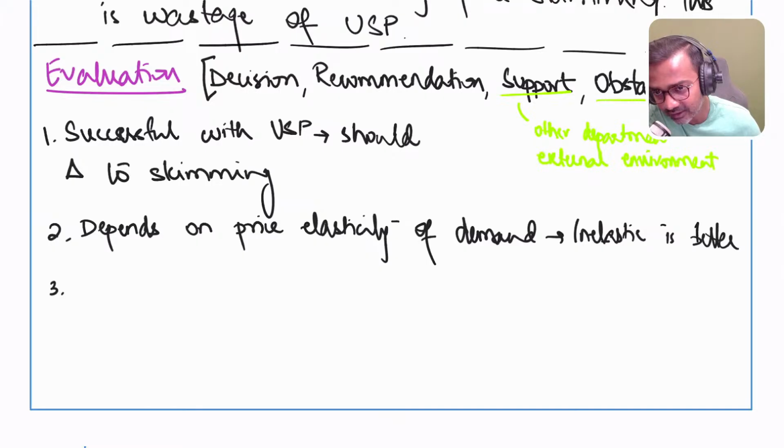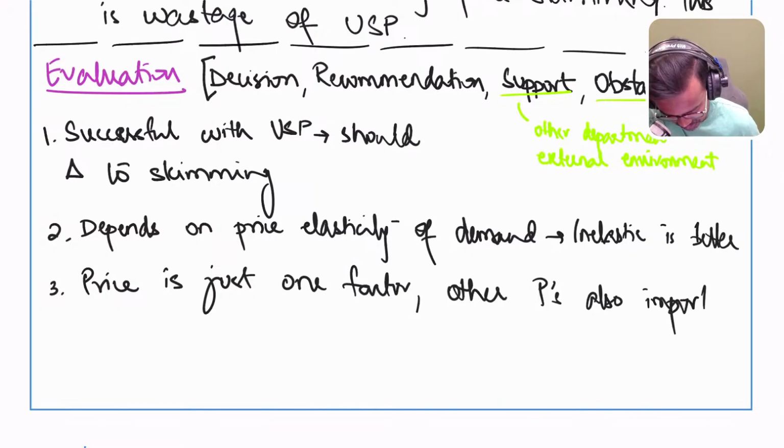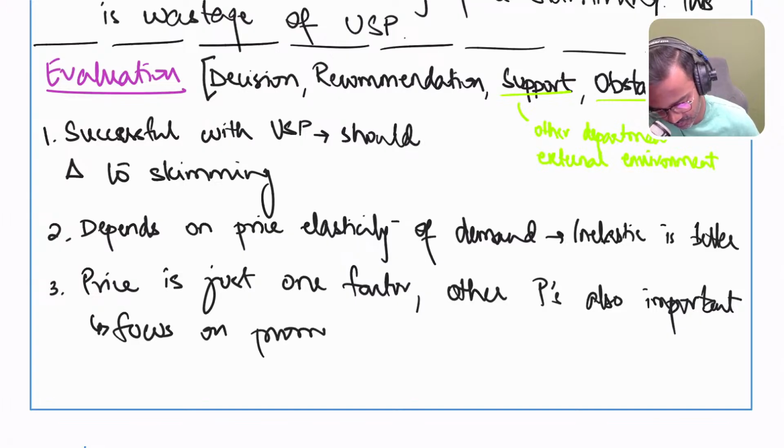Thirdly, you also have to consider that pricing is just one part of your marketing mix, right? Pricing is just one factor. Other P's also important, right? And since they haven't mentioned anything here about promotion, maybe I can bring that as a recommendation. That maybe focus on promotion more. That would also help you.